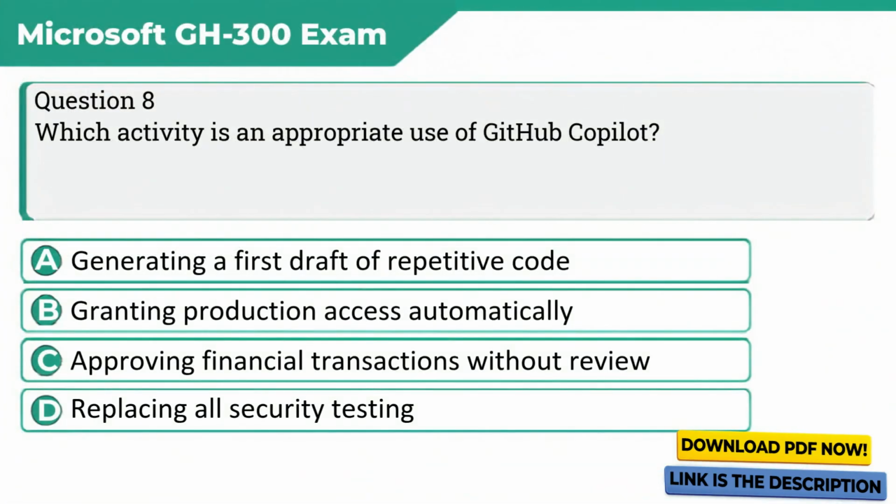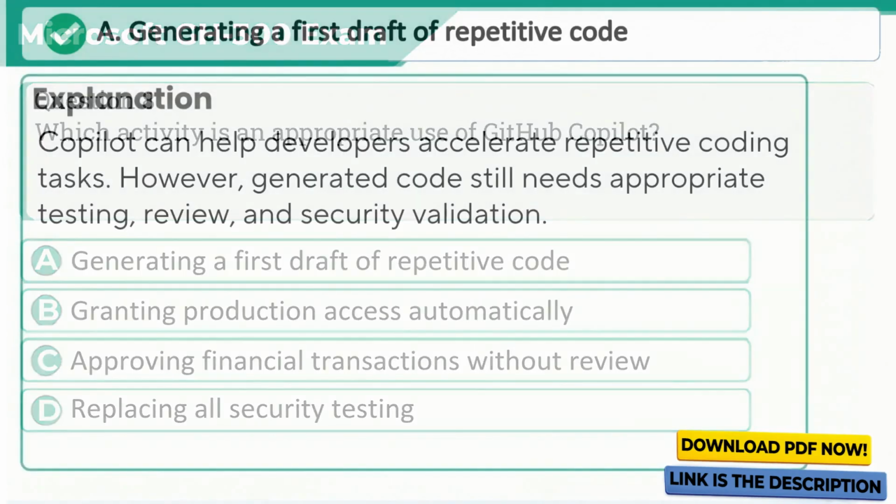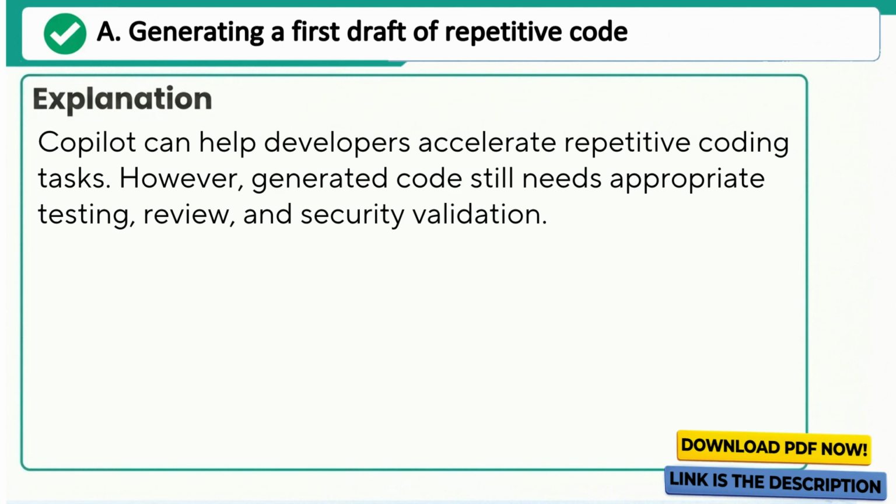Question 8. Which activity is an appropriate use of GitHub Copilot? A. Generating a first draft of repetitive code. B. Granting production access automatically. C. Approving financial transactions without review. D. Replacing all security testing. Correct answer, A. Generating a first draft of repetitive code. Explanation. Copilot can help developers accelerate repetitive coding tasks. However, generated code still needs appropriate testing, review, and security validation.